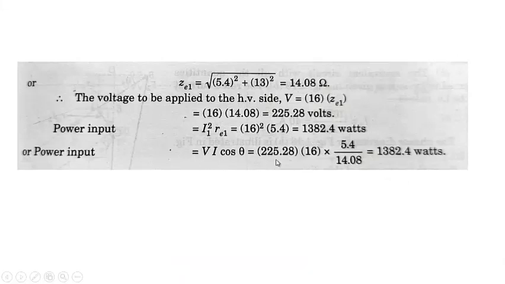Power input can also be calculated by VI cos phi. V is this, I is 16, and cos phi will be equal to R by Z, that is 5.4 divided by 14.08. It also comes out to be the same.